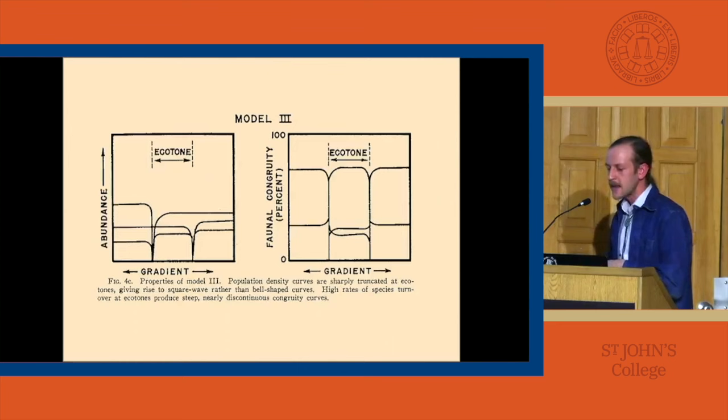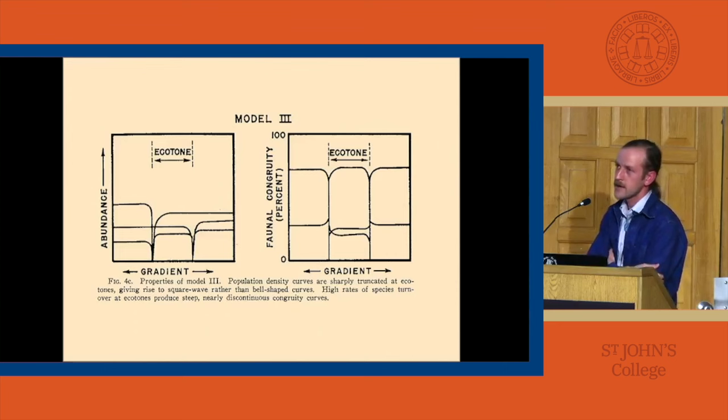And then he introduces this wrinkle with a third model, which is maybe the simplest to understand. And this is his so-called ecotone model. Ecotones are places where you have one habitat that rapidly changes into another, with a really sharp boundary. You can think of tree line on Santa Fe Baldy as a great example of this, or even more severely, river to river bank.